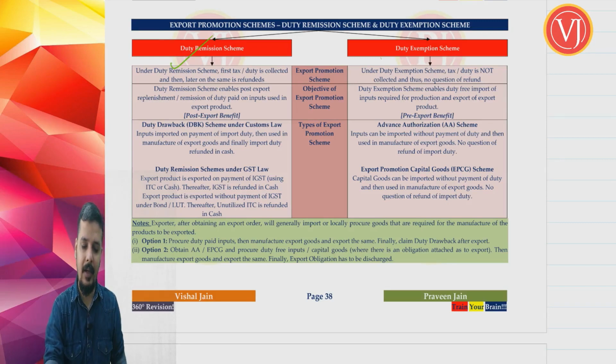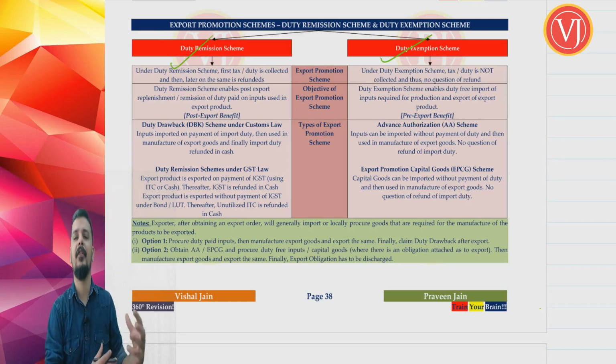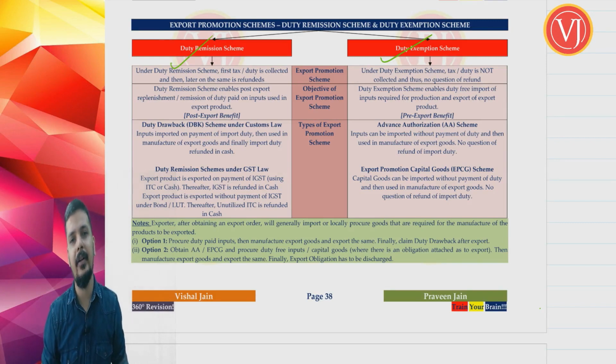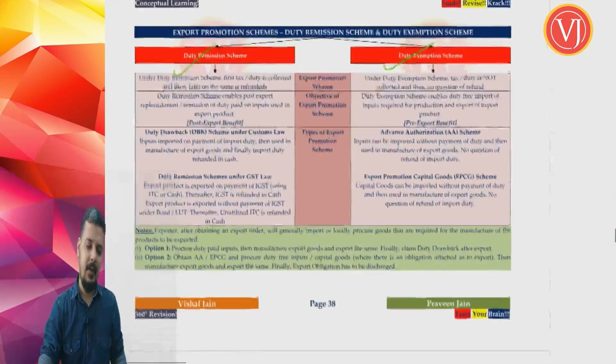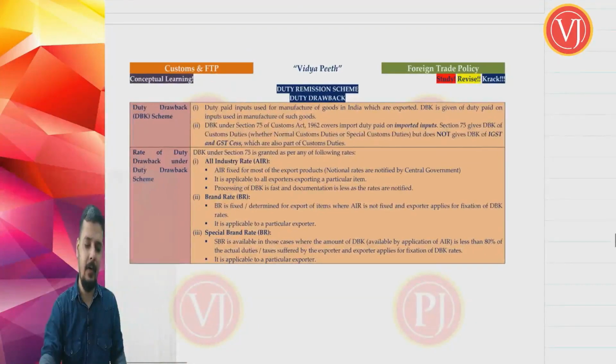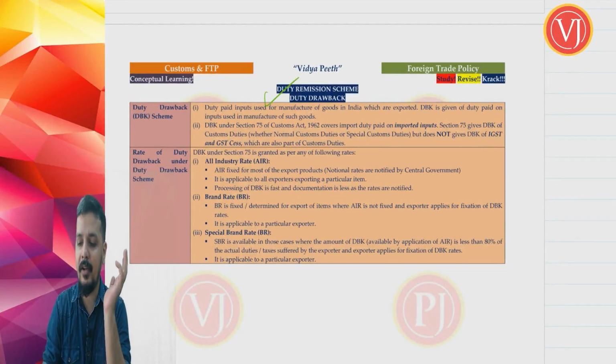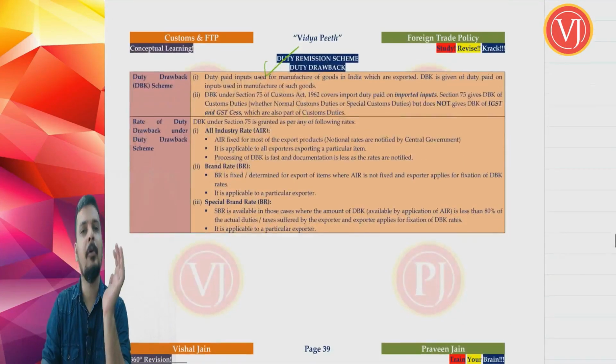Duty remission scheme of your customs, that is duty drawback, and of your GST, that is refund. Either refund of output IGST if you have gone for payment option, or refund of input tax credit if you have gone for bond or letter of undertaking. And all these points here, including your duty remission scheme, are discussed. So this is a mere introduction to your export promotion schemes.